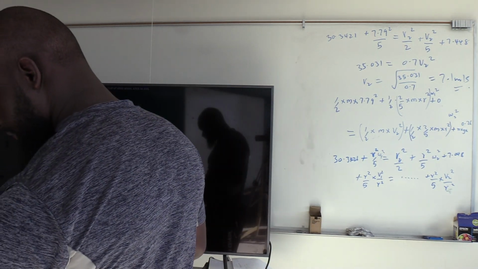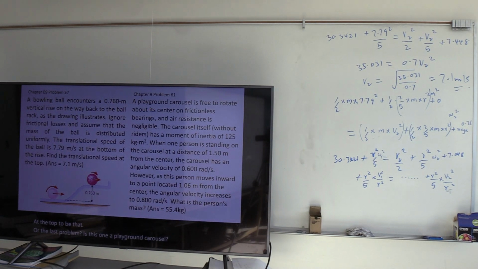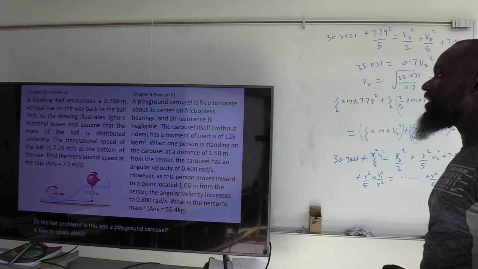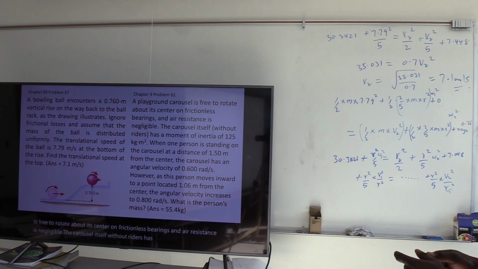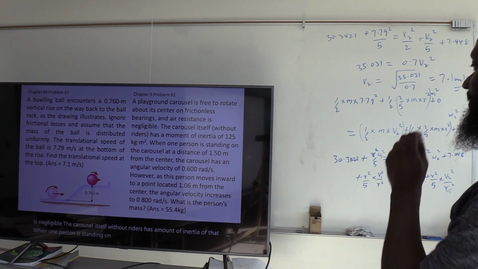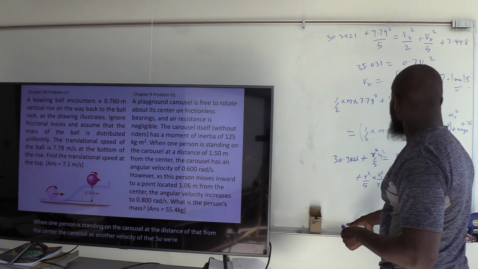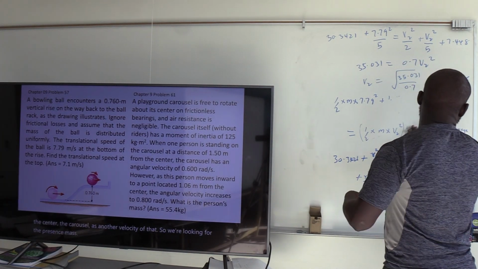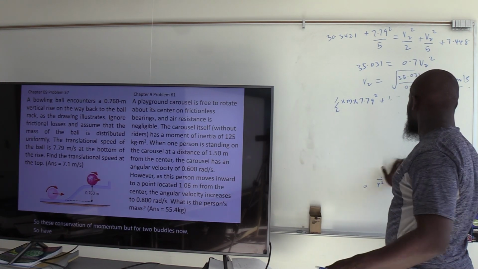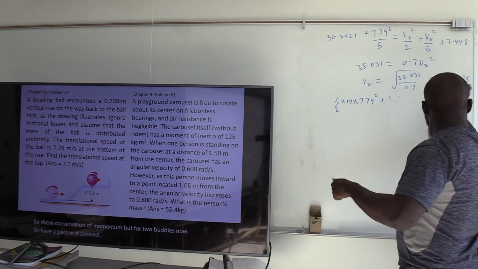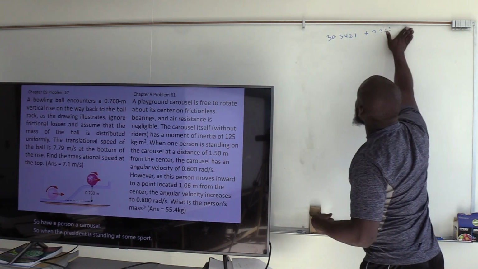Okay. Well, the last problem is this one. A playground carousel is free to rotate about its center on frictionless bearings and air resistance is negligible. The carousel itself without riders has a moment of inertia of that. When one person is standing on the carousel at a distance of that from the center, the carousel has an angular velocity of that. So we're looking for the person's mass, okay? So this is a conservation of momentum, but for two bodies now. So we have a person and a carousel. When the person is standing at some spot, we can get the I of the person.